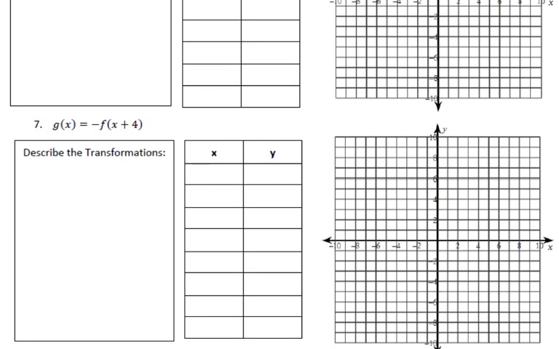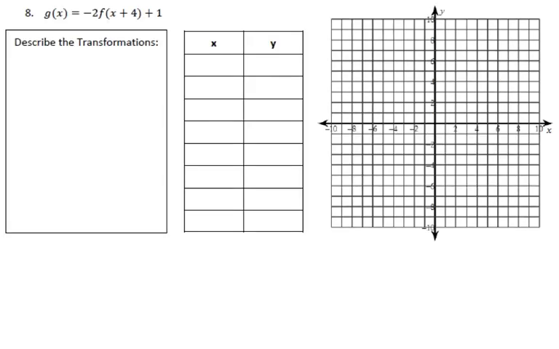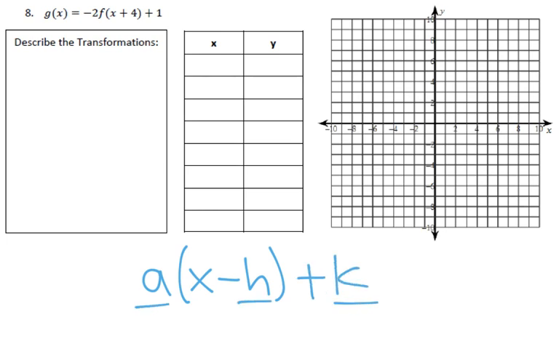Now 7, they combine a few together, so now you've got to think through how this is going to affect your starting table and your graph. Then 8 gets really crazy, and you can see we have 1, 2, 3, so we're affecting everything, aren't we? Every single one of those transformations.